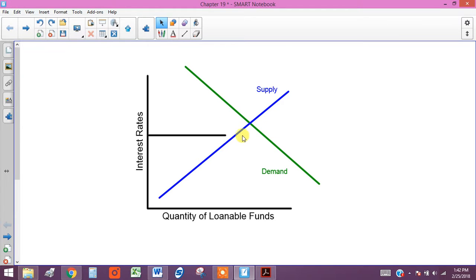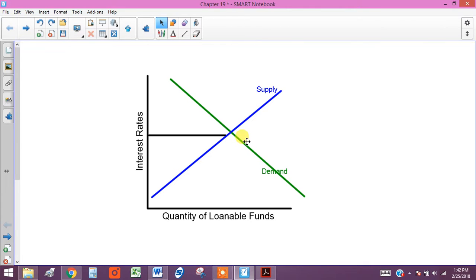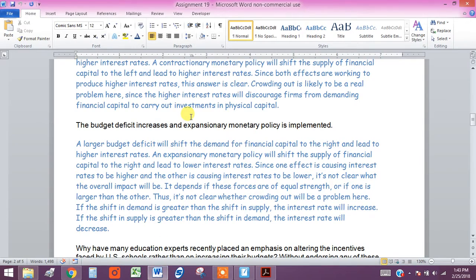And what could also happen is that we could have just a moderate increase in the budget deficit, which would mean that demand shifts a little, but we have a very, very robust expansionary monetary policy, which would shift supply really far to the right, and we would end up with a lower interest rate. So it just depends on how powerful or how effective these two actions are, and it's really hard to tell. Okay, so that takes care of that one.